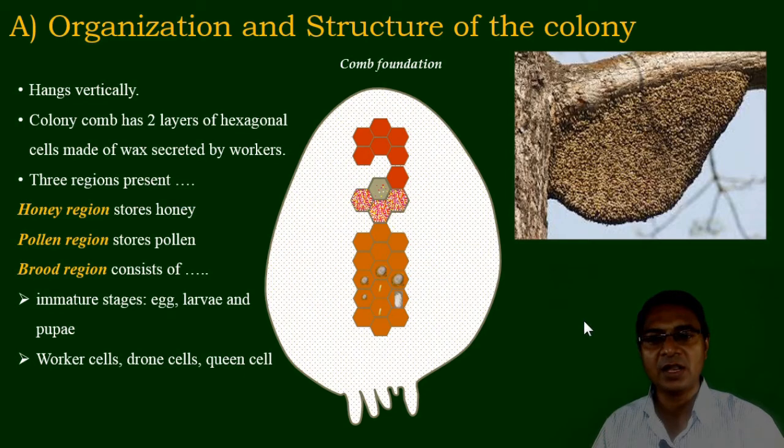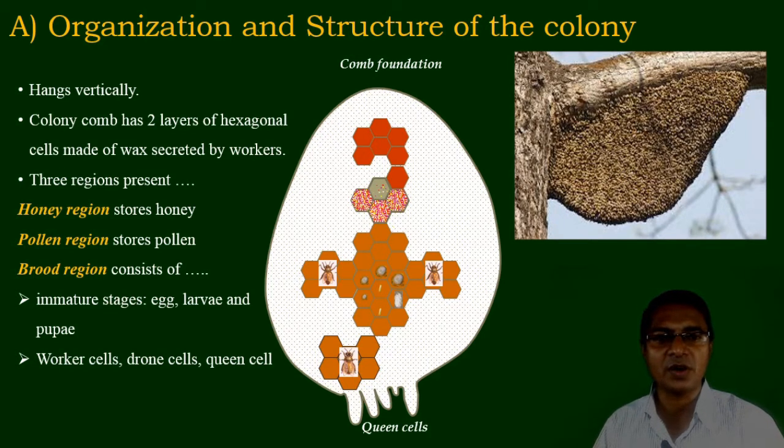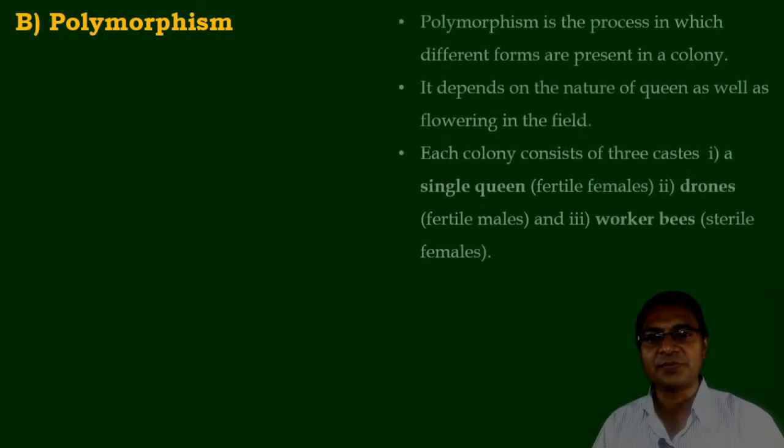laterally, the worker cells are present. Just below the worker cells, the drone cells are also present. The drone cells are somewhat larger compared to the worker cells, while at the lower side the queen cells are also present. The queen cells are the largest elongated cells located at the lower side of the colony or the comb.